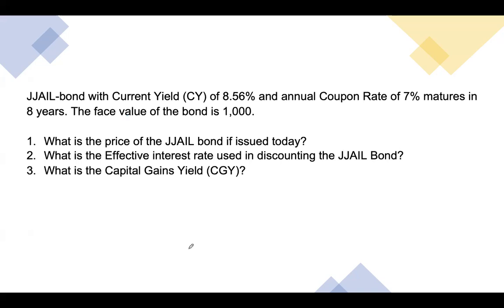JJL bond with current yield of 8.56 and annual coupon rate of 7% matures in 8 years. The face value of the bond is 1,000. So current yield, what's the formula? Coupon payment all over bond price, is equivalent to 8.56. So what is the price of the bond if it is issued today?